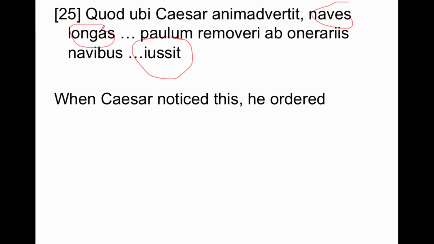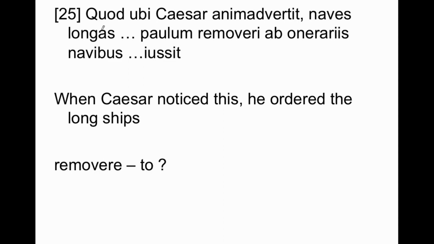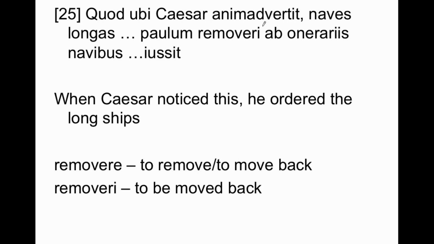So when Caesar noticed this, he ordered, and the first direct object of iussit is the naves longas. I'm sure you can make a good guess. That means the long ships, okay? What did he order the long ships? Removere, you can take a wild guess. It means to remove, but this isn't removere, this is removeri. This is the passive infinitive. So not to remove, but to be removed or moved back. Okay, that's really what this means.